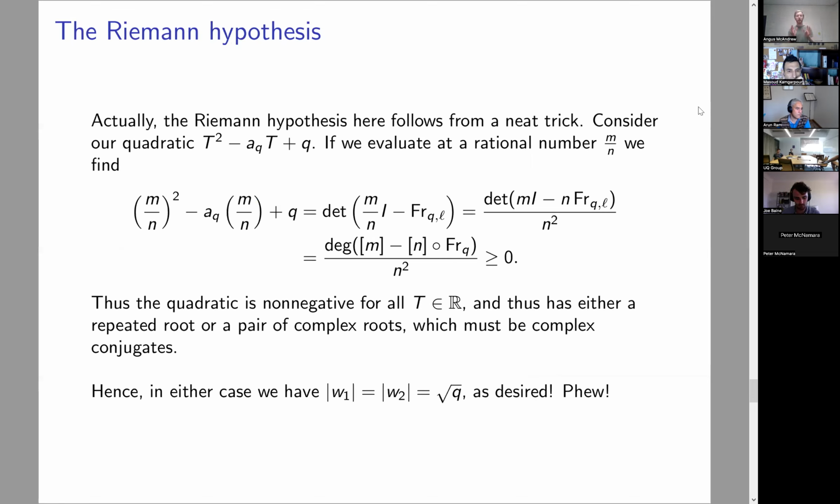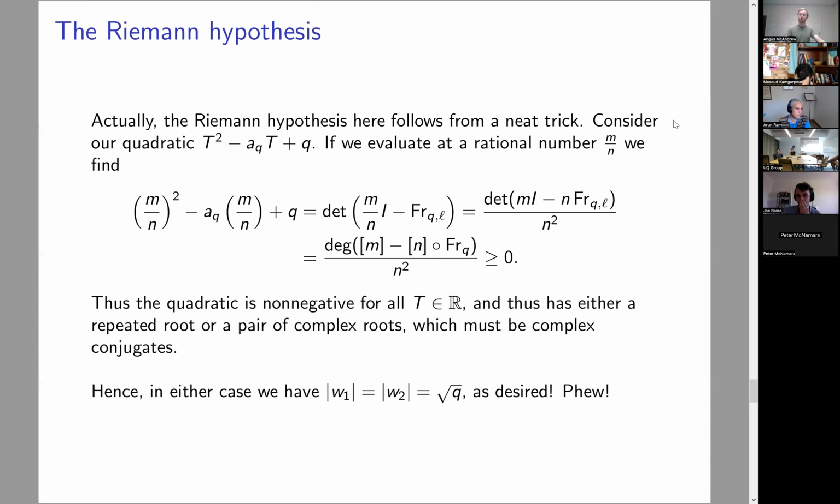So what have we got? We have a quadratic equation, t squared minus a_q t plus q. And the two numbers that we need to look at, W1 and W2, are the roots of this quadratic equation. So think about this as a quadratic equation over, say, the real numbers for a moment. Imagine you've drawn your parabola on the axes. And the question you want to ask is, how many roots does this quadratic have? Does it go through the x-axis twice, once, 0 times?